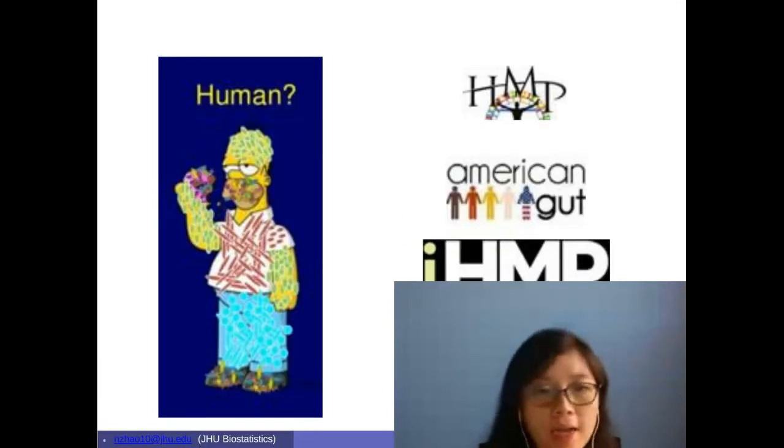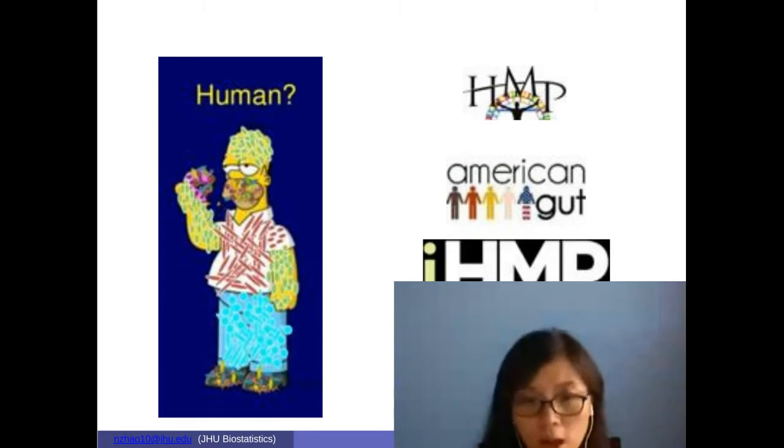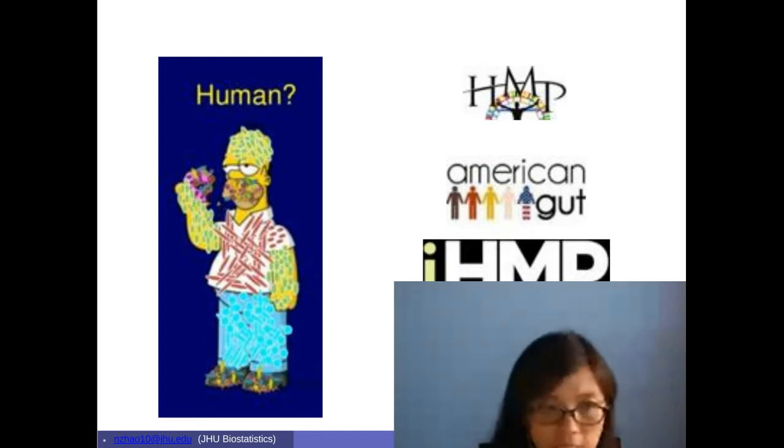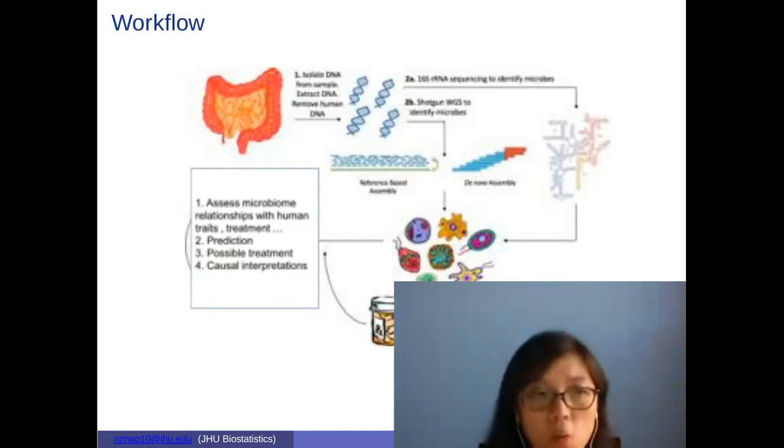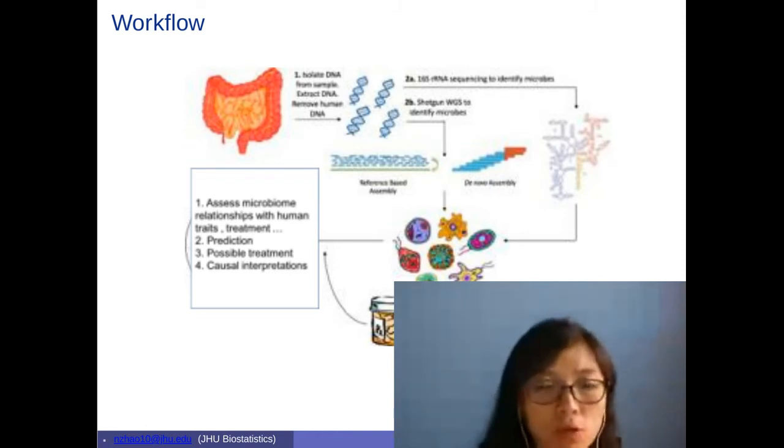So I think it doesn't require me to say much about the importance of the microbiome in human health and in how it relates to our everyday life. Now many large studies routinely collect data on the bacterial communities in our body, such as gut, skin, and oral. Generally speaking, the way to measure these microbiome abundances usually looks like this.